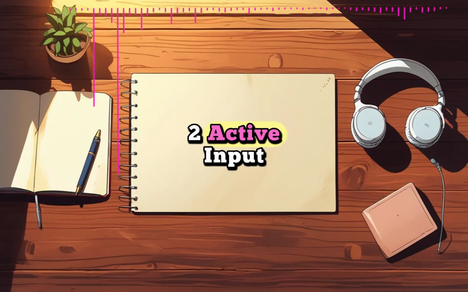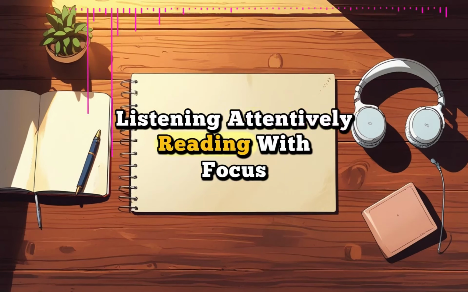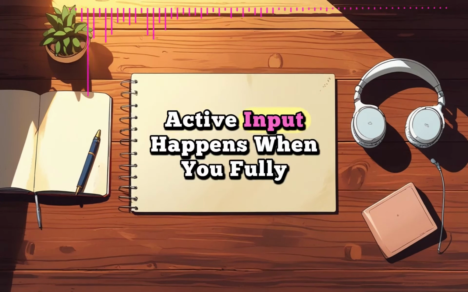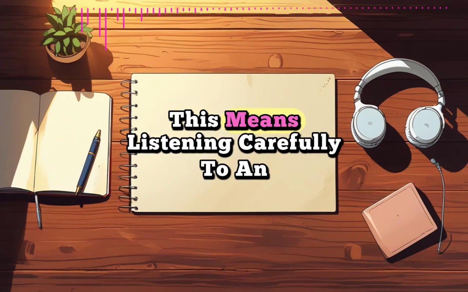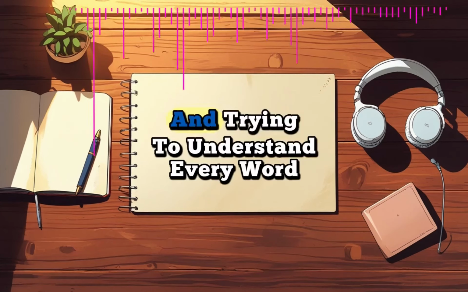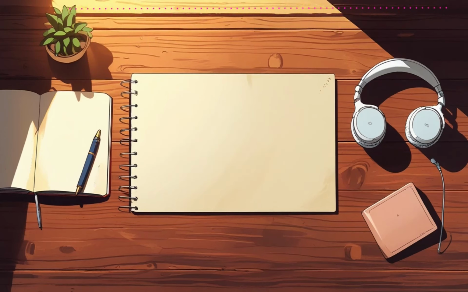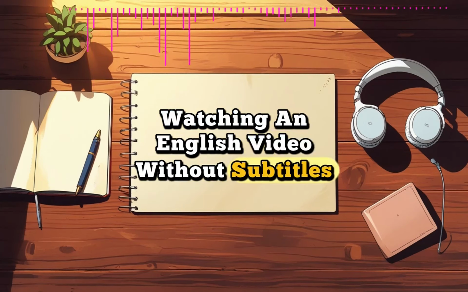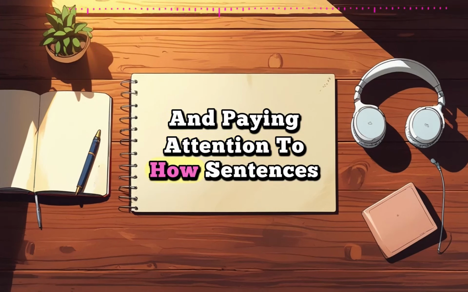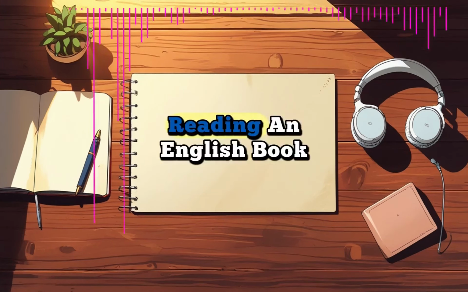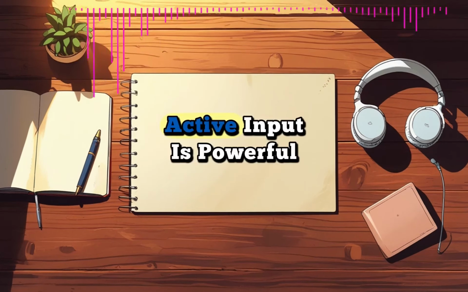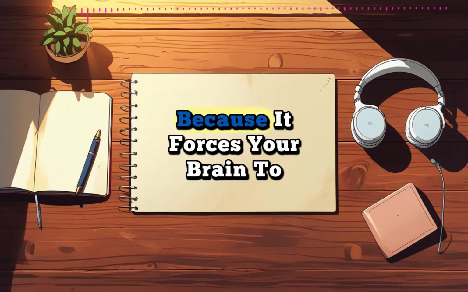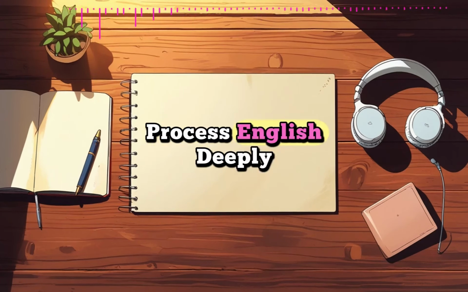2. Active input: listening attentively, reading with focus. Active input happens when you fully concentrate on what you're listening to or reading. This means listening carefully to an English podcast and trying to understand every word, watching an English video without subtitles and paying attention to how sentences are formed, reading an English book and looking up new words to understand their meaning. Active input is powerful because it forces your brain to process English deeply.